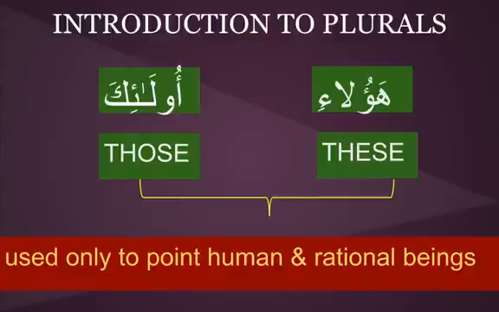We don't use هؤلاء for objects. If there are pens, qalam, we don't say هؤلاء أقلام. That is wrong. We only use it for adjectives or nouns which represent human beings, which we'll learn very soon inshallah. So we have to remember that these are used only to point to human beings and also to rational beings, as we have done before in general, like jinn and malaik.